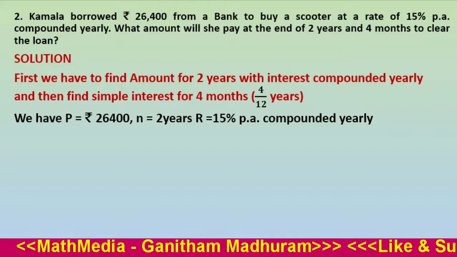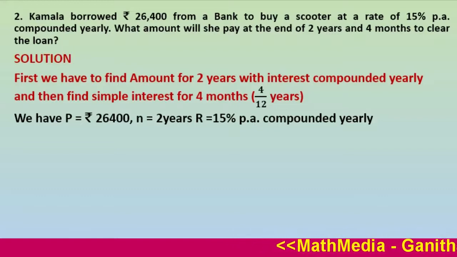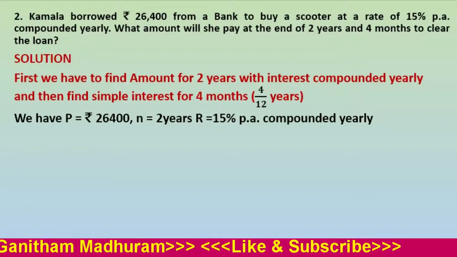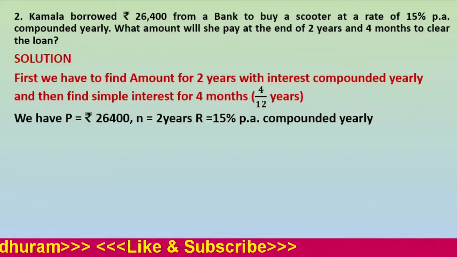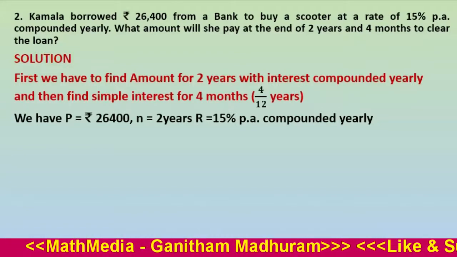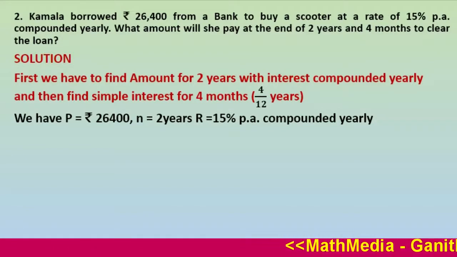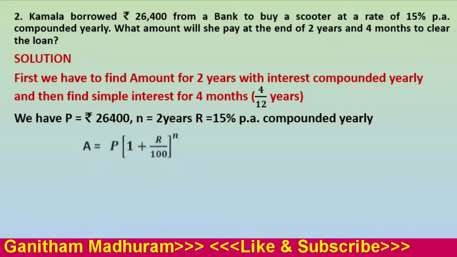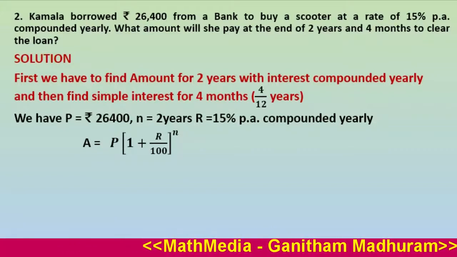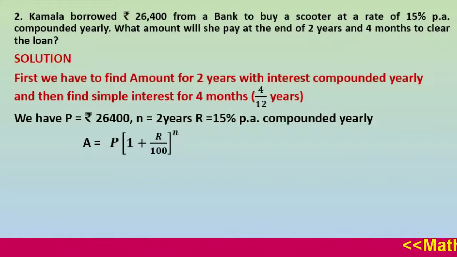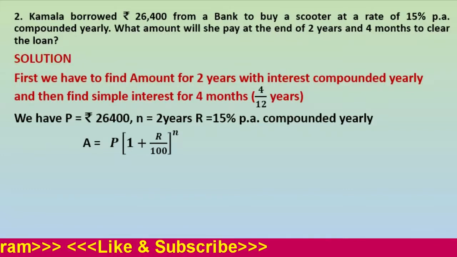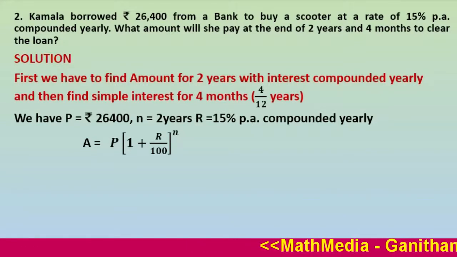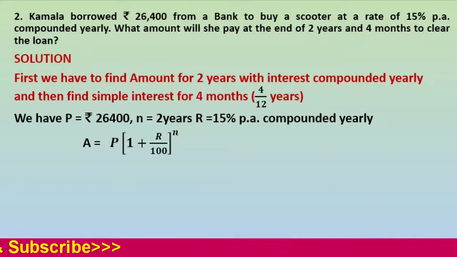Children, be careful. In this case, the principal will change. If we calculate simple interest for 4 months, then the principal will be the amount. We already found the amount for 2 years. That will act as the principal in the simple interest. That you should take care. So our formula for compound interest is P into 1 plus R upon 100 whole raised to n. Here we are finding the amount for 2 years, compounded yearly. The conversion period is 2.